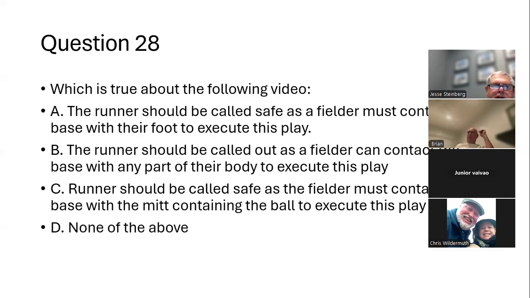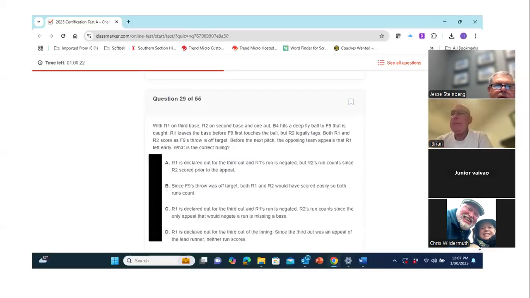Okay, moving on to 29. We're on the downhill side here. R1 on third base, R2 on second base, and 1 out. B4 hits a deep fly ball to F9 that is caught. R1 leaves the base before F9 first touches the ball, but R2 legally tags. Both R1 and R2 score as F9's throw is off target. Before the next pitch, the opposing team appeals that R1 left early. What is the correct ruling?